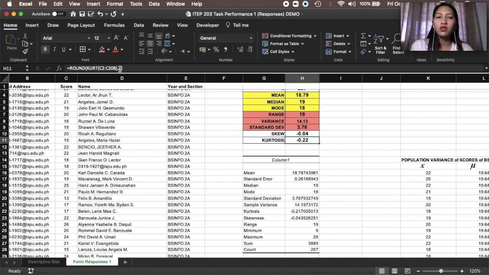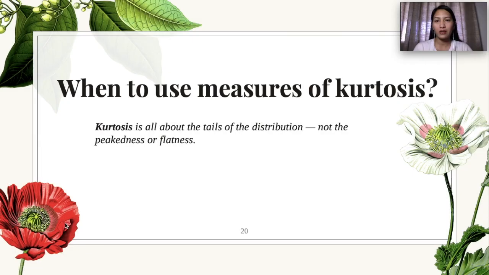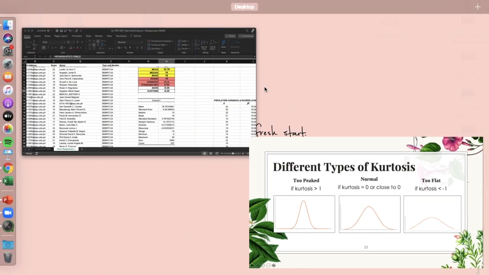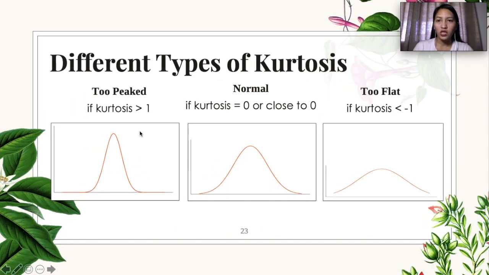So, ano ibig sabihin nun? Flat ba siya? Thick or normal? So, dahil siya ay negative 0.22 lang, ibig sabihin niyan, so as you can see here, kapag kurtosis, kapag siya daw ay 0 or close to 0, di ba close to 0 to? Itong negative 0.22. Hindi siya greater than or less than negative 1. So, ibig sabihin, ganito yung itsura niya. Normal pa din yung kanyang kurtosis.